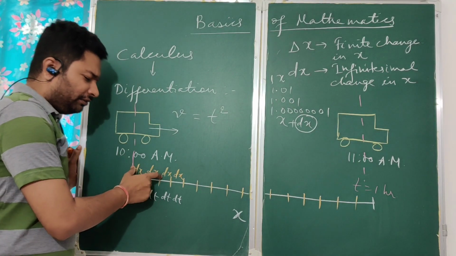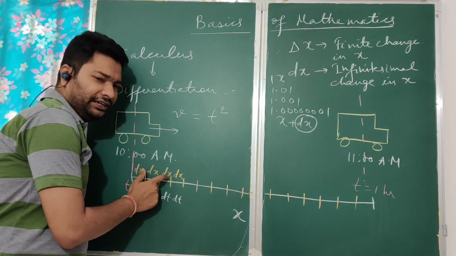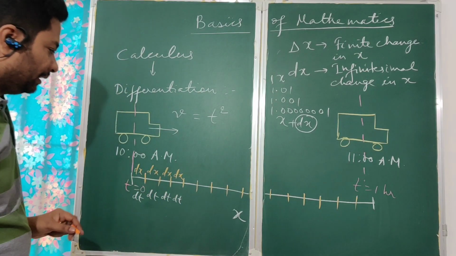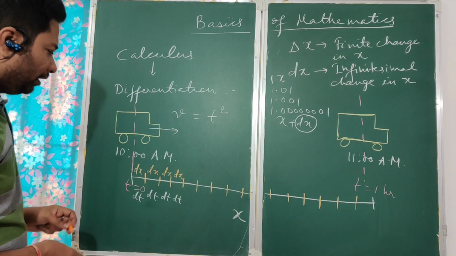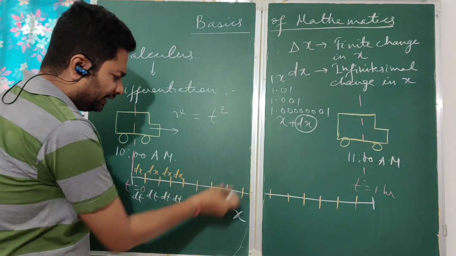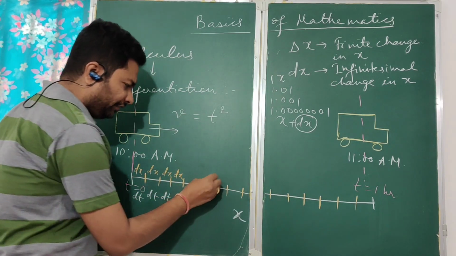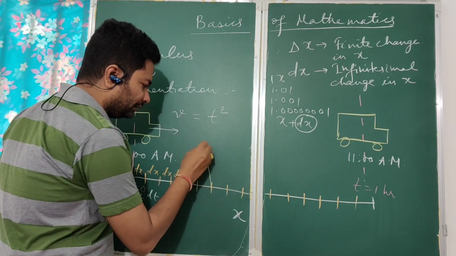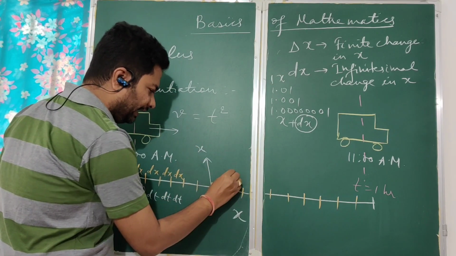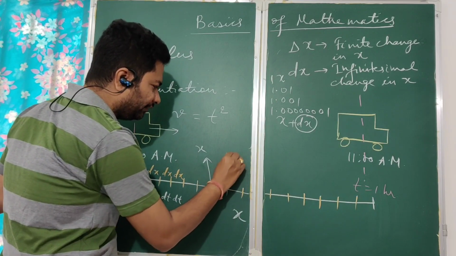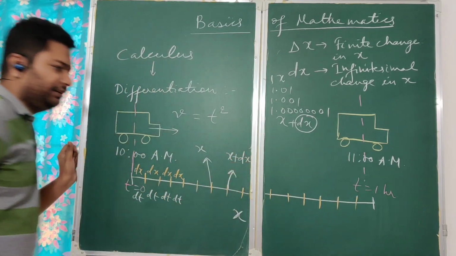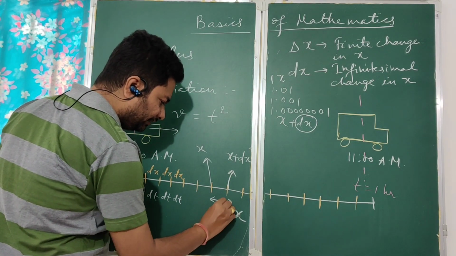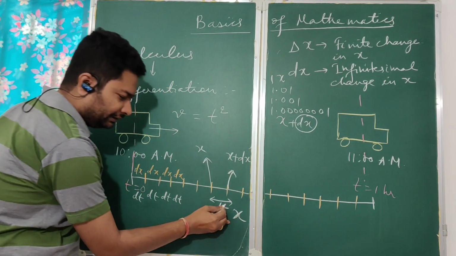And dx, you can call it differentiated x. Differentiated x, differentiated time. Now for this small interval, let us say we consider any arbitrary instant. So if this is representing your x and this is representing the coordinate x plus dx, what is the time interval? It is dt.